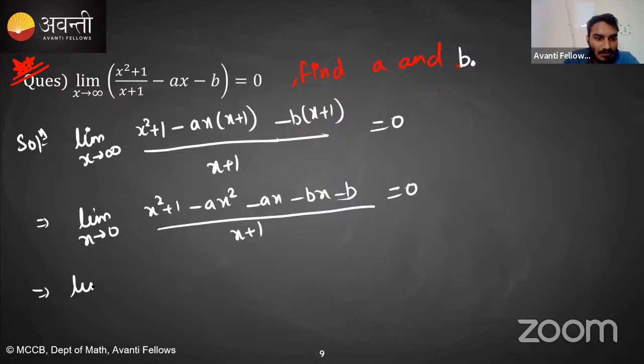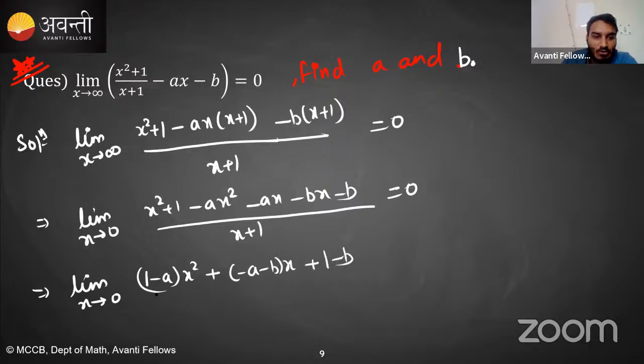Now, what is this? This can be written as limit x tending to 0, coefficient of x square is 1 minus a, right? Plus, what is the coefficient of x? Minus a minus b times x plus 1 minus b is the constant, divided by x plus 1. Limit tending towards infinity, right? Limit tending towards infinity is 0. Is this clear so far?